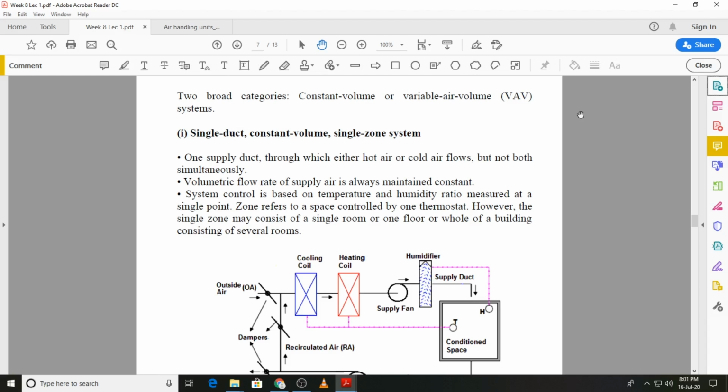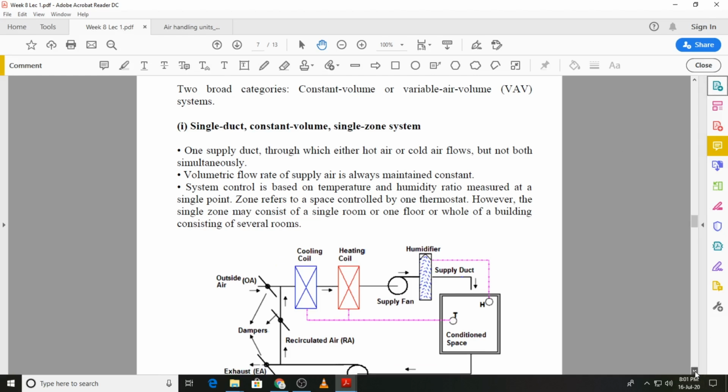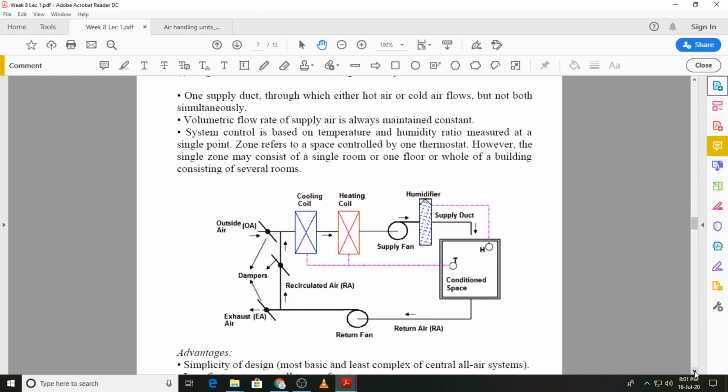So the simplest of these is the single duct constant volume single zone system. It has one supply duct through which the hot or cold air will flow according to our requirement. In winter we will be using the heating coil, and will provide hot air to the conditioned space. In summer we will be supplying cold air to the conditioned space. And the schematic diagram is shown to you over here.